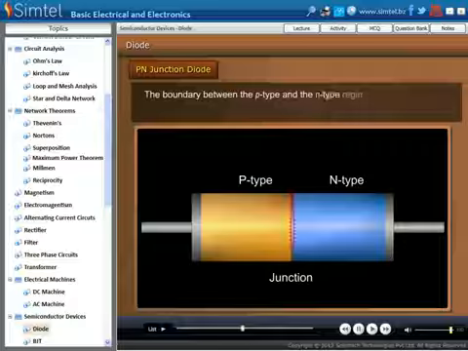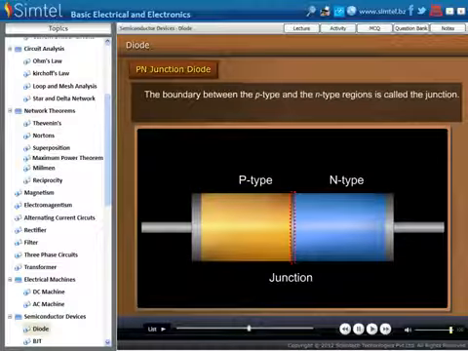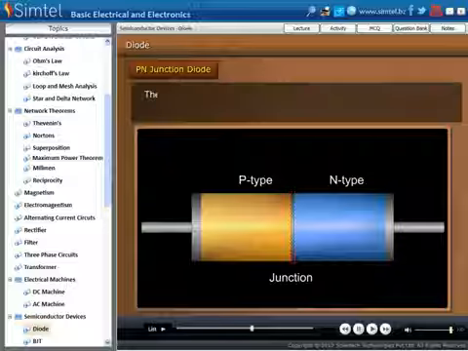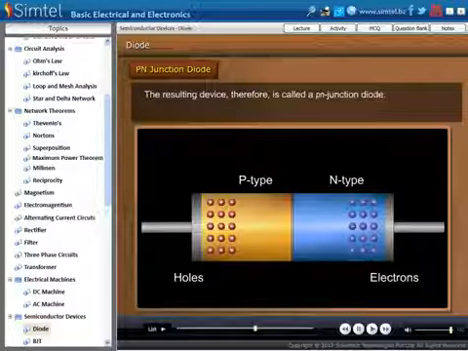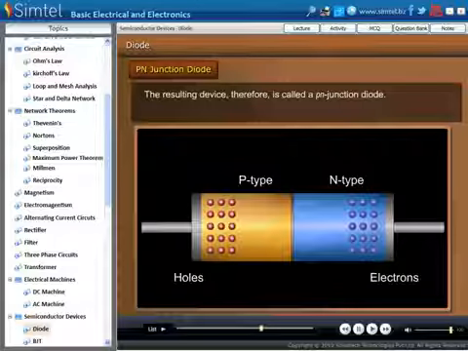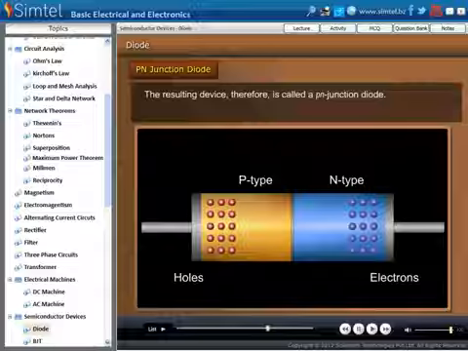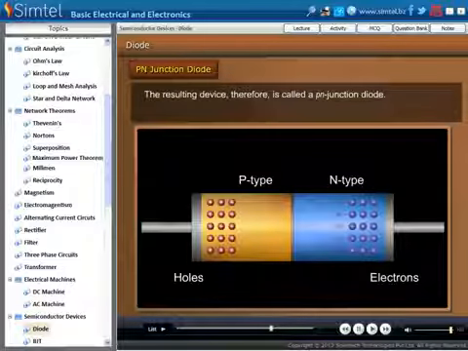The boundary between the p-type and the n-type regions is called the junction. The resulting device, which is made by p and n type of semiconductor material, along with a depletion layer, is known as p-n junction diode.